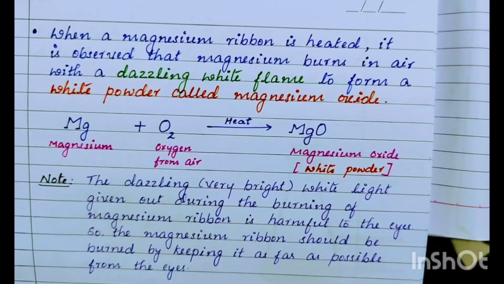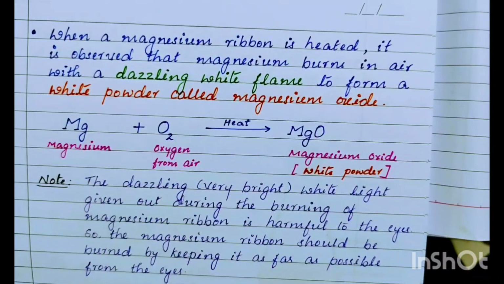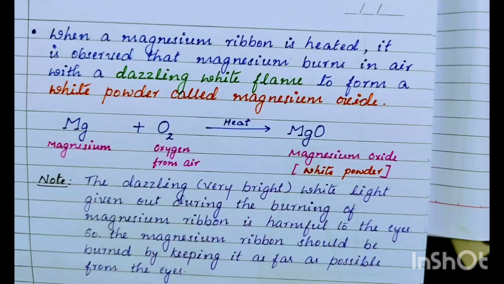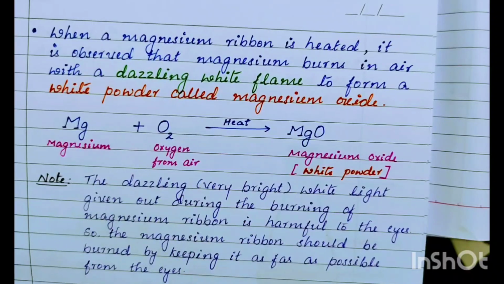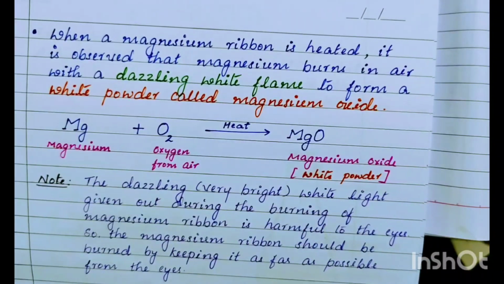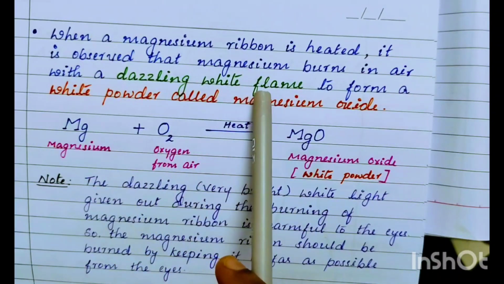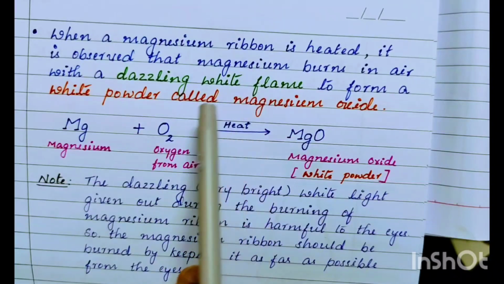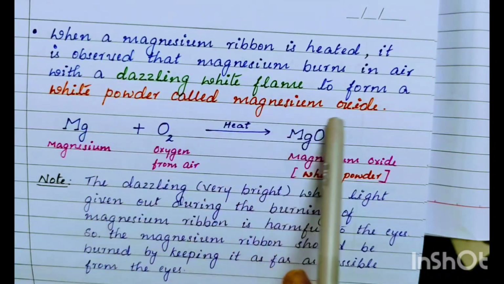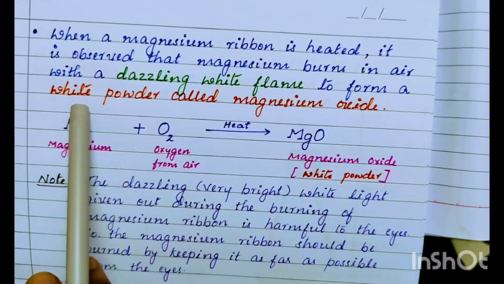Now let us study the observation. When a magnesium ribbon is heated, it is observed that magnesium burns in air with a dazzling white flame to form a white powder called magnesium oxide. All these explanations are very important. The flame is a very bright white flame, and the new product is magnesium oxide, a white powder.